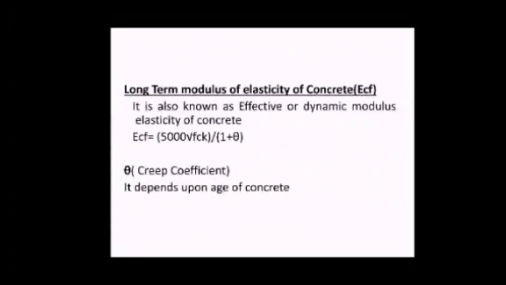Coming to the long-term modulus, it is also called effective modulus or dynamic modulus of elasticity. Note, this is given by IS 456, that is 5000 root fck divided by 1 plus theta. Then what is this theta? Theta is called creep coefficient. It depends upon the age of concrete.